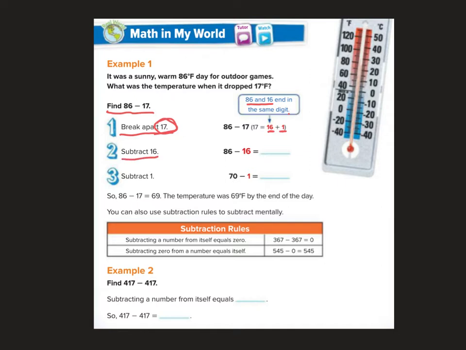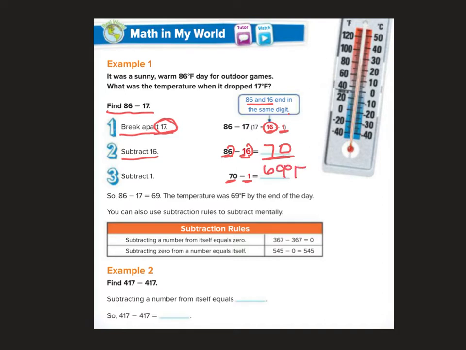So let's first look at subtracting 17. So if I take 86 minus 16, well, if I look at my ones place, 6 minus 6 is 0. Look at my tens, 8 minus 1 is 7. That gets me to 70. Now I subtracted 16, but I didn't subtract 17. So I need to subtract one more. So I'm going to take my difference here, 70, and subtract 1 from it to get 69.